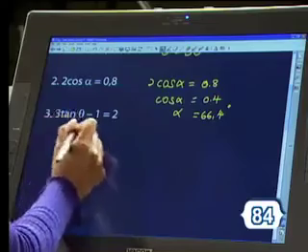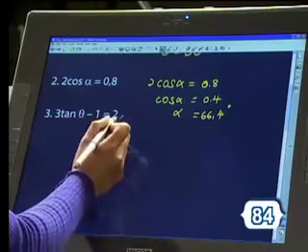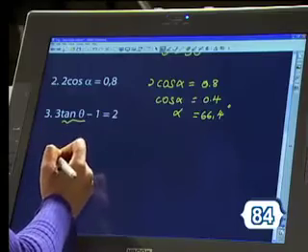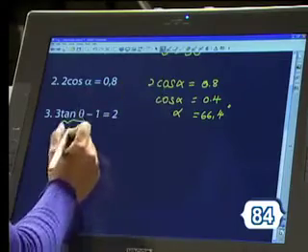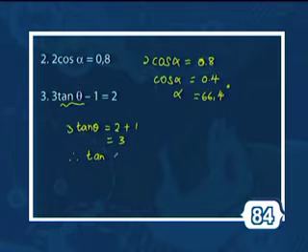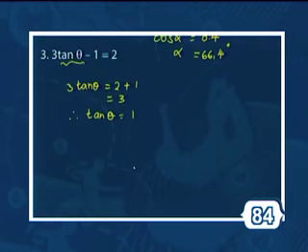The last part, we've got 3 tan theta minus 1 is equal to 2. So what we have to do is isolate the tan theta before we can solve for theta. We do that by taking the -1 over to the right-hand side. So we get 2 plus 1. So we get 3 tan theta is equal to 3. Therefore, dividing both sides by 3, we get that tan theta is equal to 1.